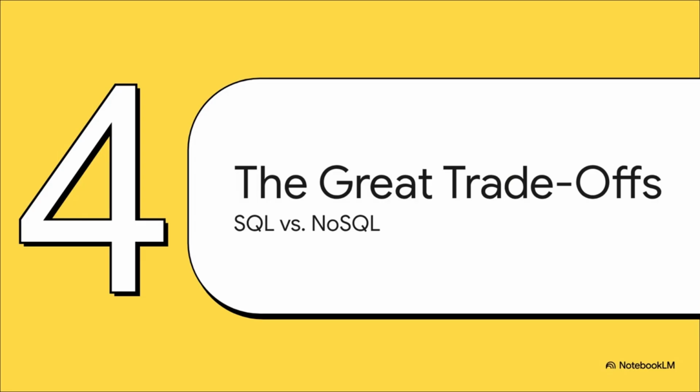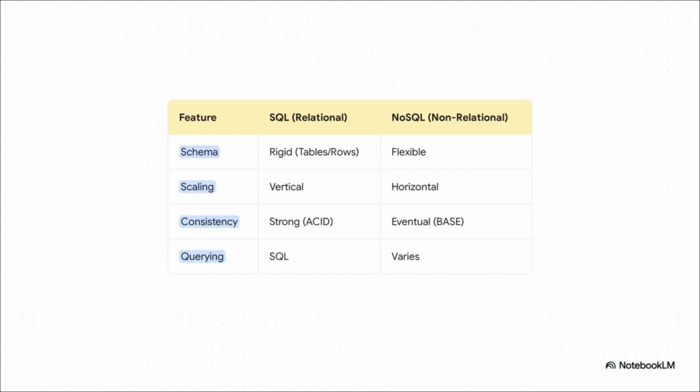Okay, so that brings us to the heart of it all, the great trade-offs. Let's really put these two side by side and break down the fundamental choices you're making when you go with one over the other. This table really sums it up. For schema, SQL is rigid, NoSQL is flexible. For scaling, SQL typically goes vertical, NoSQL goes horizontal. Now, consistency, this one's huge. SQL gives you strong consistency, usually with something called ACID properties.